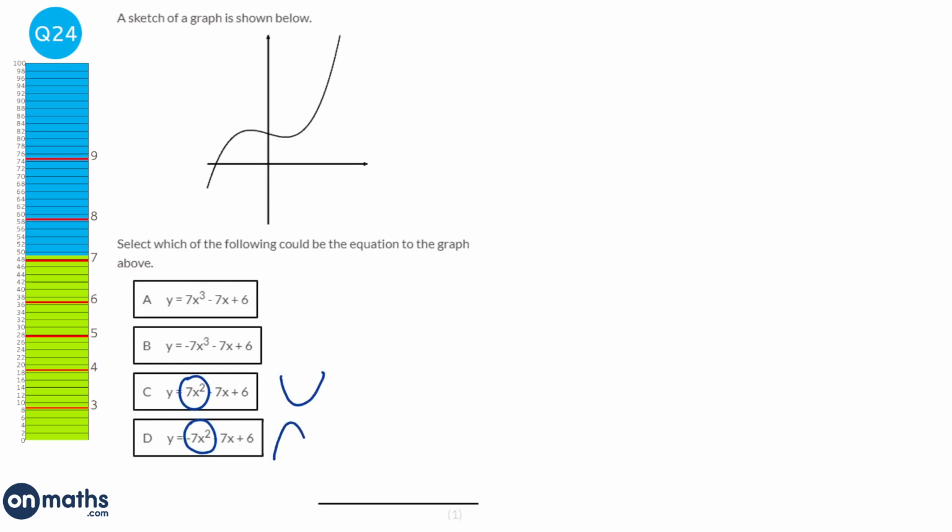One's a negative quadratic, which is a kind of upside down U shape or an N shape. And here we don't have that, so we can get rid of those in our thoughts straight away. A is a positive cubic, which goes up, then down, then up again. And B is a negative cubic, which goes down, up, and then down again. So this one here goes up, down, up again. That's going to be a positive cubic. So our answer is A.